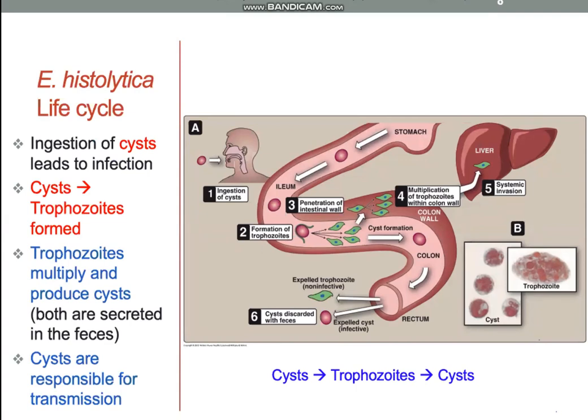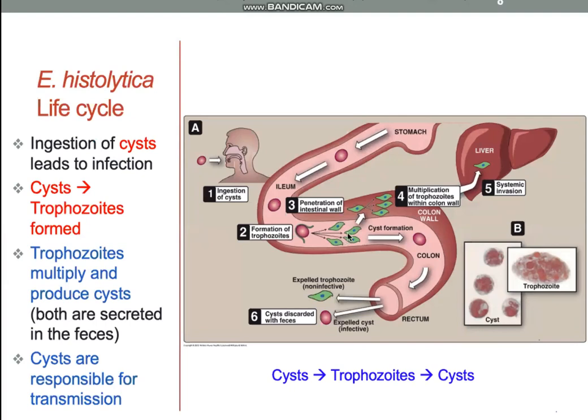Zoid is animal, so it is the stage where this parasite replicates and gets food. It has a lot of demand on nutrition, trophozoite, okay? So the cyst becomes trophozoite, and the trophozoite is the one that will penetrate the intestinal wall, right? And then it goes to the bloodstream from there to the liver. And that's the systemic invasion. It may lead to a formation of liver abscess. This is the severe form of amebiasis.